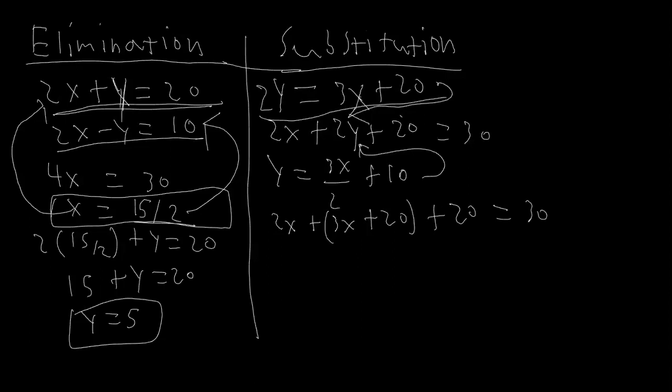Now, we can't really do anything just yet because we still have to add the terms and then get all the variables on one side and all the constants on the other side. So then we have 5x is equal to, right? So 3x plus 2x is equal to 5x, and then 20 plus 20 is equal to 40. And then 30 minus 40 is equal to negative 10. Divide both sides by 5, and you get negative 2. So now we plug back in negative 2 for one of the equations here.